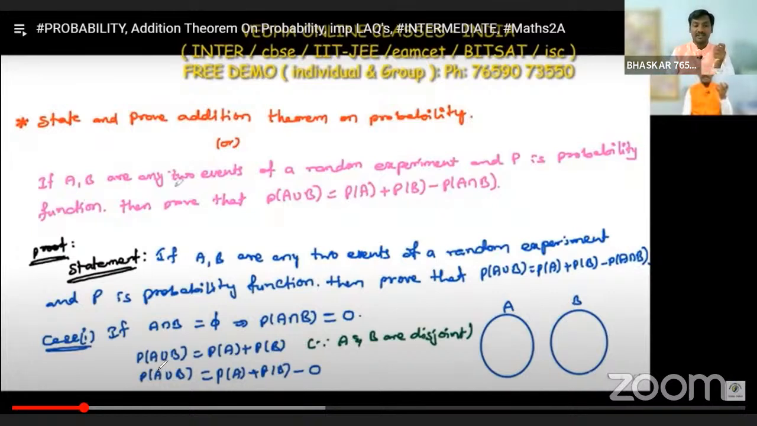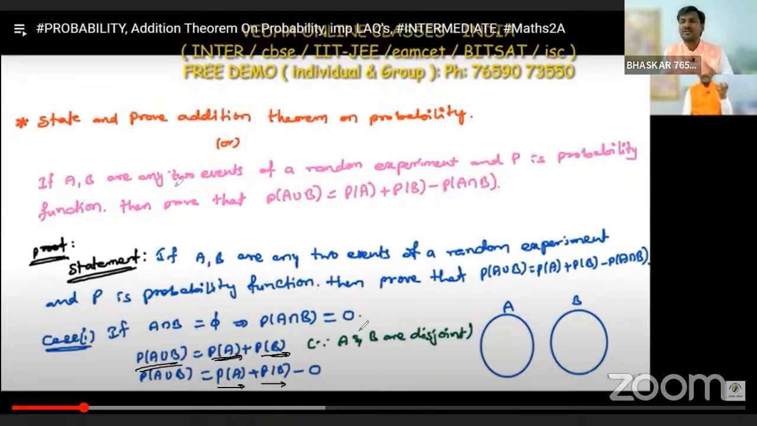Now, the probability of A union B. I want the probability of A union B, the total probability, where A and B are completely disjoint. Disjoint means the probability of A union B is equal to the probability of A plus the probability of B only. And the probability of A union B, I am writing again as the probability of A plus the probability of B minus 0. Can we write 0? We can add 0, we can subtract 0.